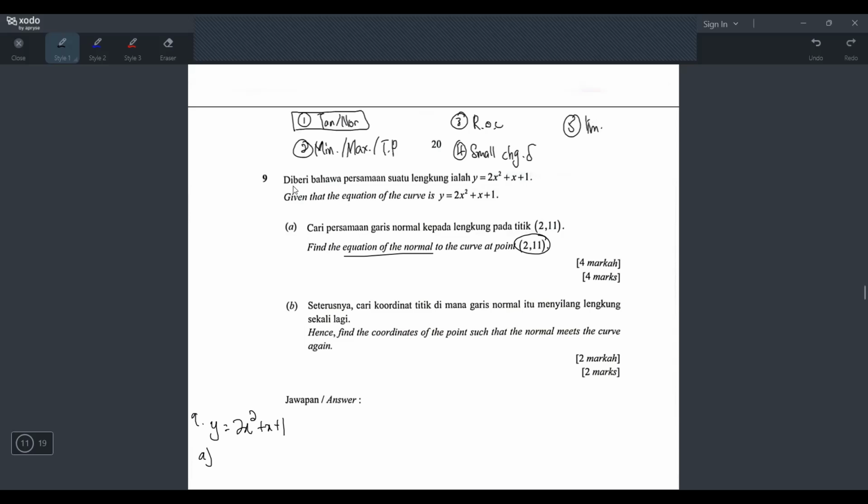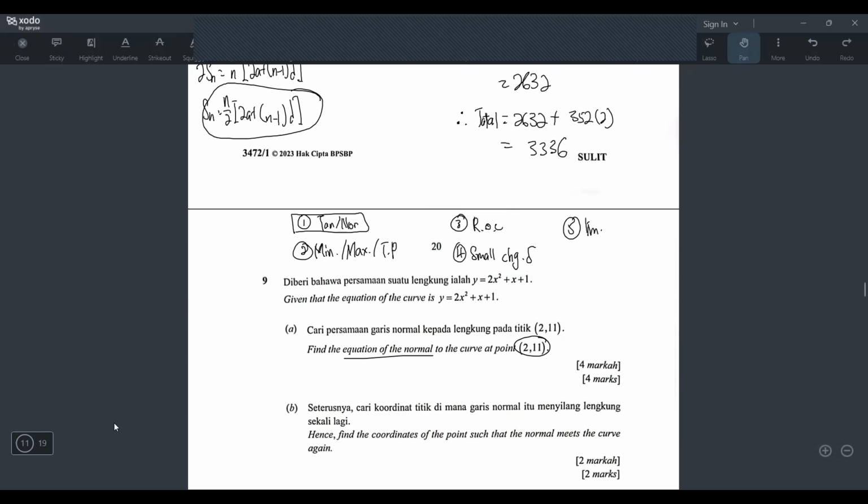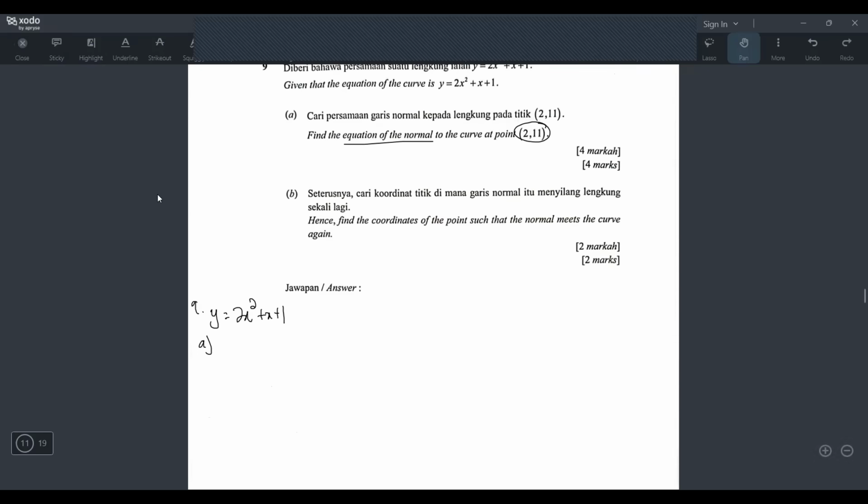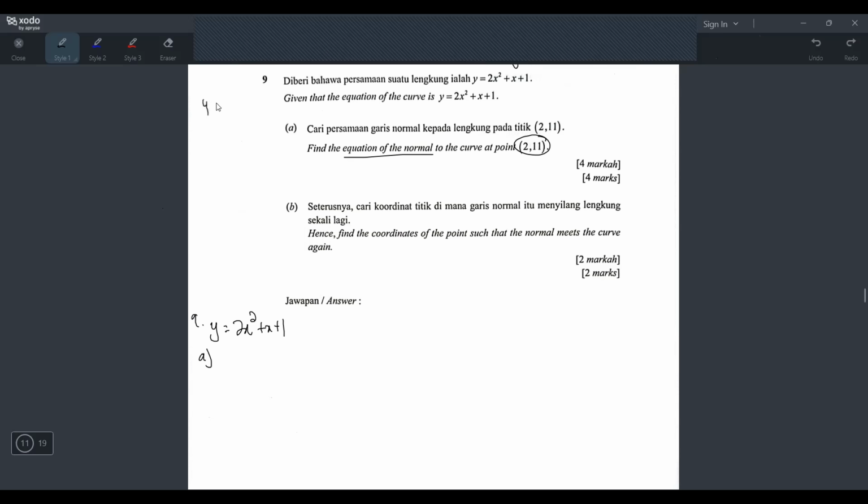If you want to find equation normal, you need to find gradient normal first. But how to find gradient normal? Do you remember how I teach this in class? When we have an equation, all right, and we have a x coordinate, how do we find our gradient tangent? First, we will do dy dx. After we do dy dx, we'll get something here, and this thing we'll call it gf, which is gradient function.